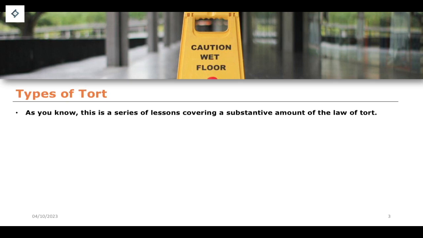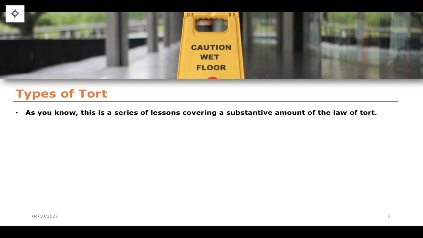So, as you will probably know, this series of lessons is going to entail a series of lessons covering a substantive amount of the law of tort. We're going to be talking a lot about negligence, occupier's liability, product liability, vicarious liability, defamation, nuisance, the rule in Rylands v Fletcher, and the various intentional torts such as trespass. As a result, you can see that tort is not a single unified area of law per se. It is more of a subsection of various different types of torts which exist.